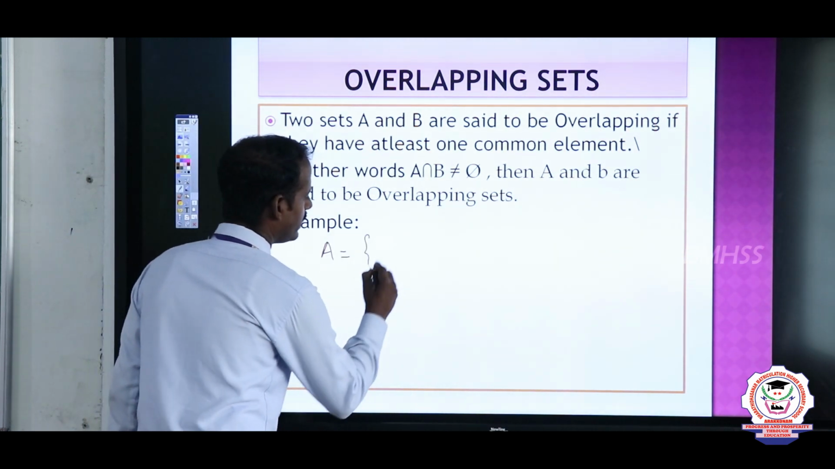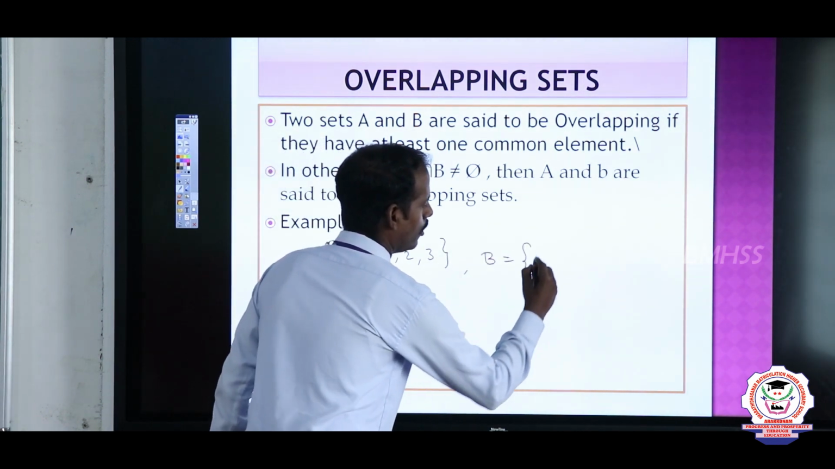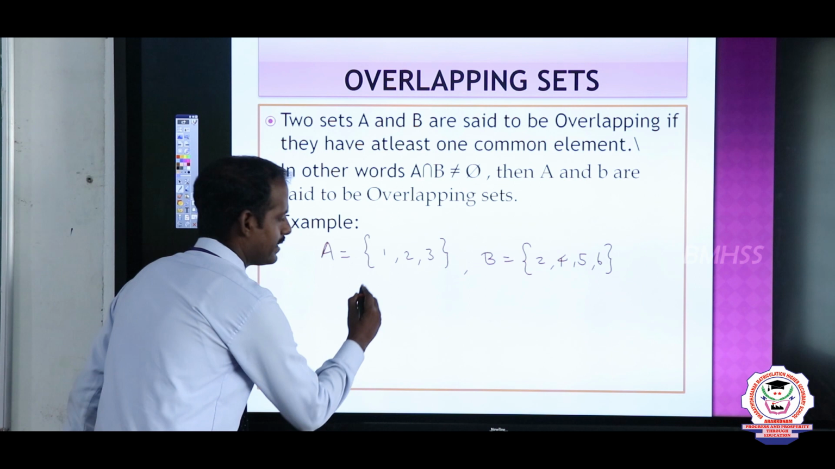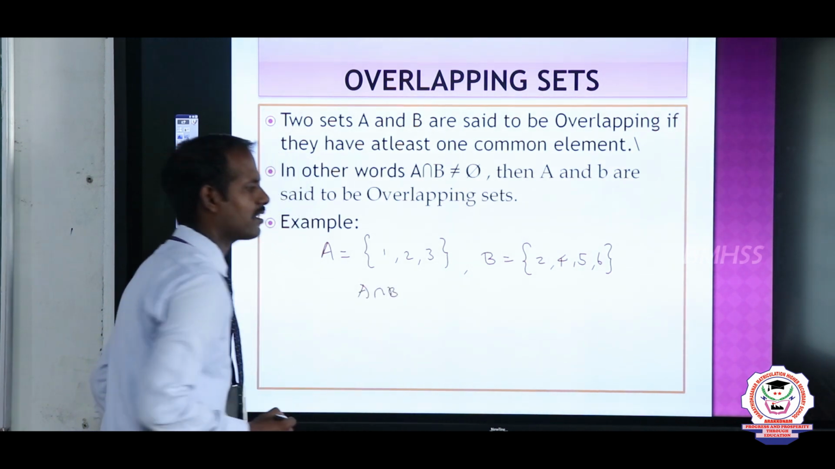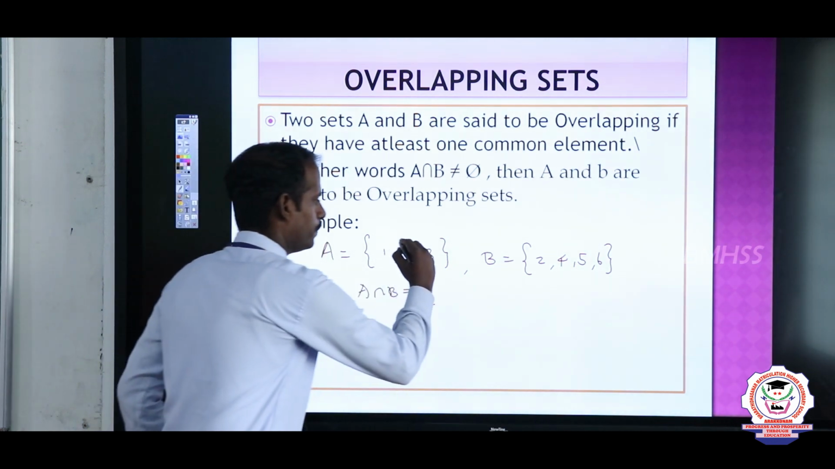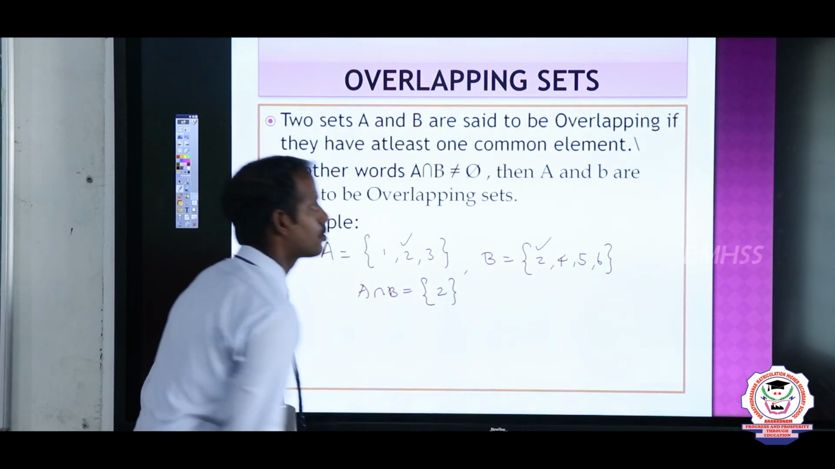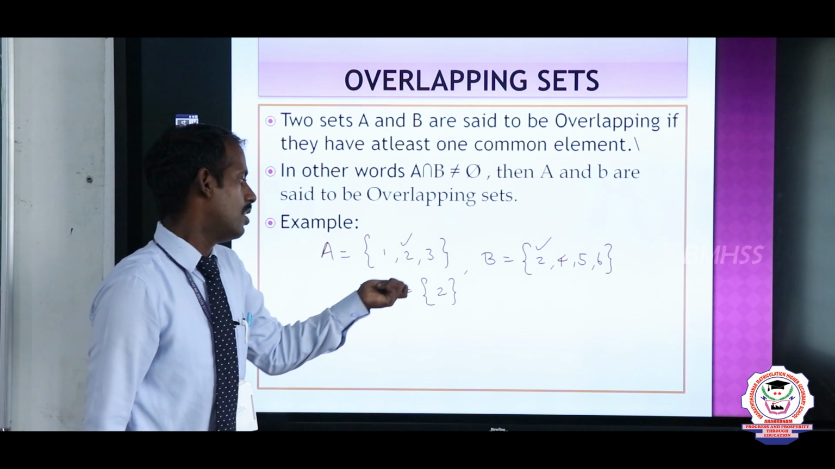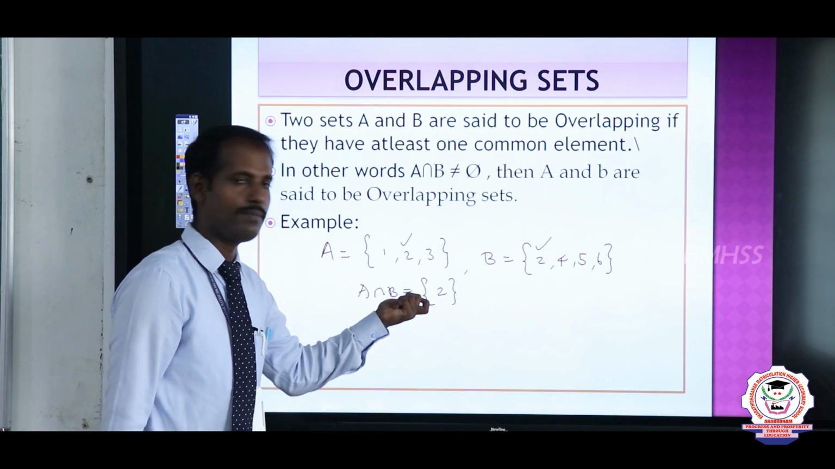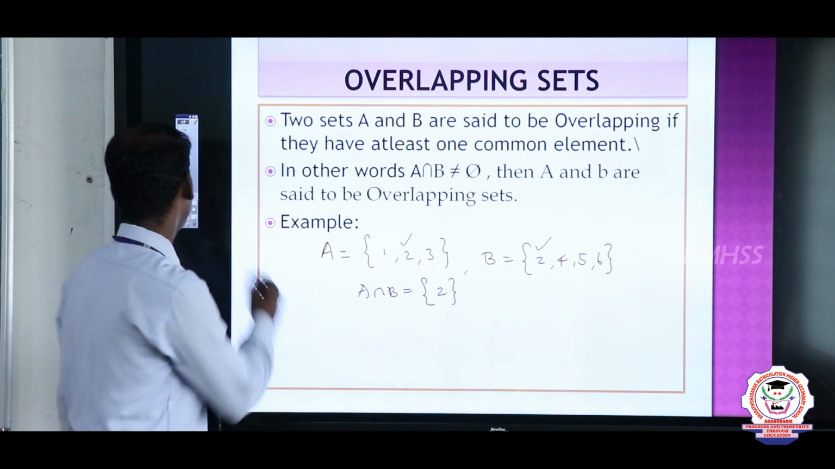For example, here A is 1, 2, 3 and B set is 2, 4, 5, 6. Here A intersection B: what are all the common elements? Only 2. So 2 is the only common element, so it is an overlapping set. In case A intersection B is not equal to phi, where phi means null set, here one element is common, that is a singleton set. So it is an overlapping set.